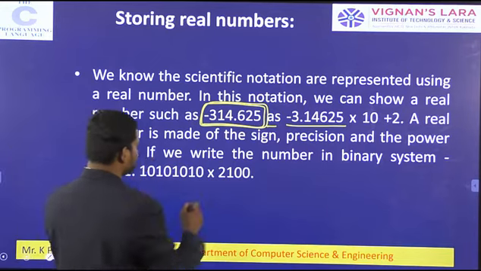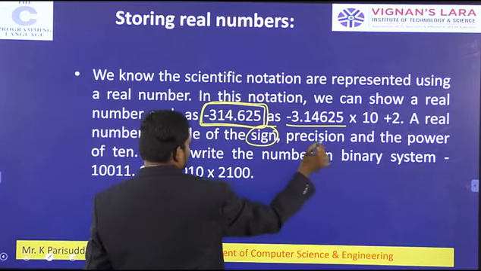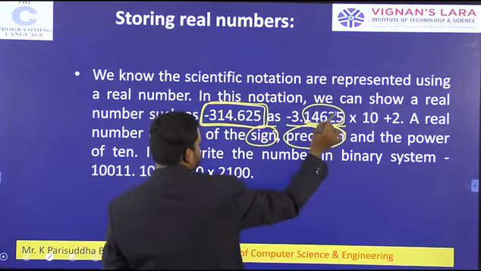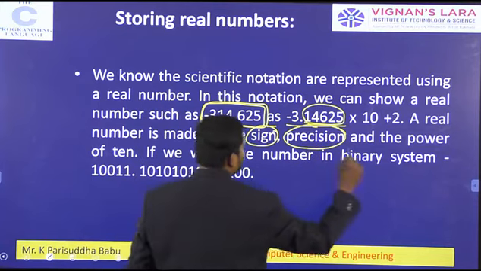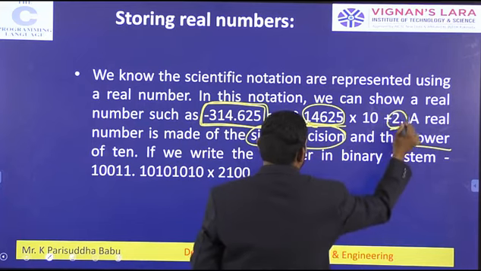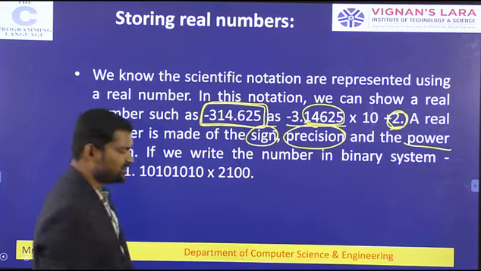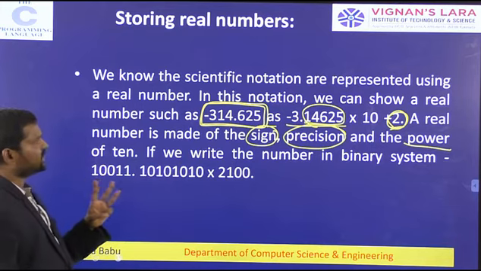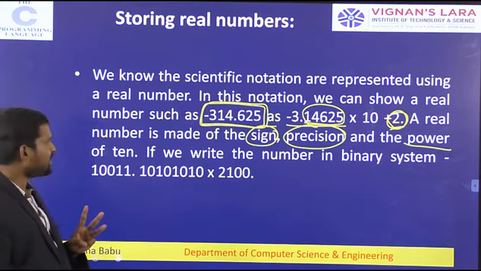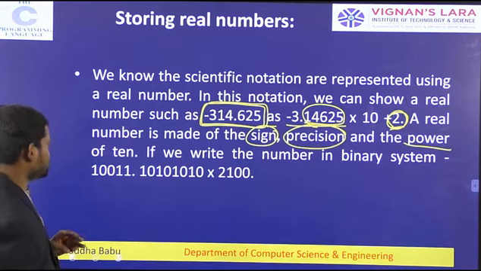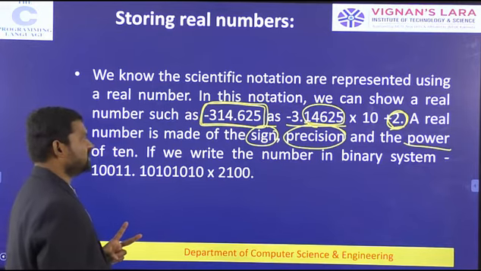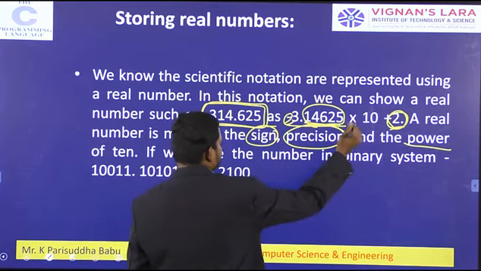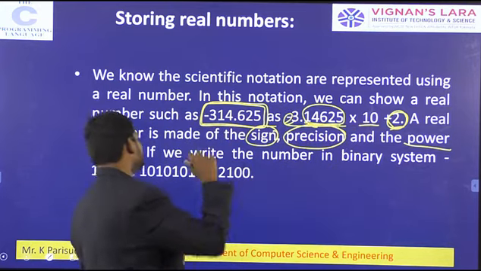What is a real number made of? The sign, the precision, that is how many bits of precision, and the power of 10, that is how much power of 10 will be represented. Storing real numbers requires three parts: sign, precision and power.